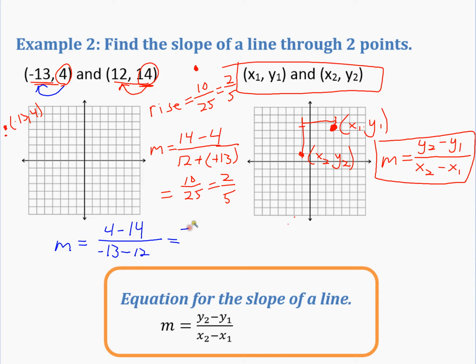4 minus 14 is negative 10. Negative 13 minus 12 is negative 25. A negative divided by a negative is positive, and again, this reduces to 2/5. So either way is fine, but whatever you put first on top, you need to put first on the bottom. And please, please, please remember that the y values go on top.